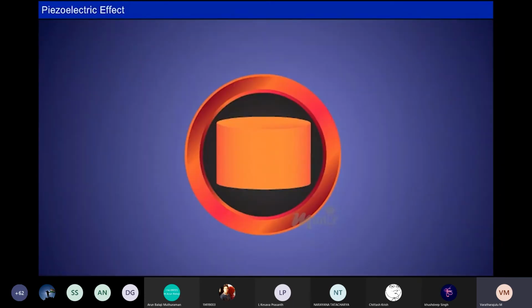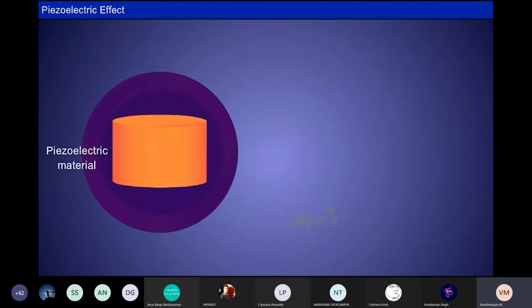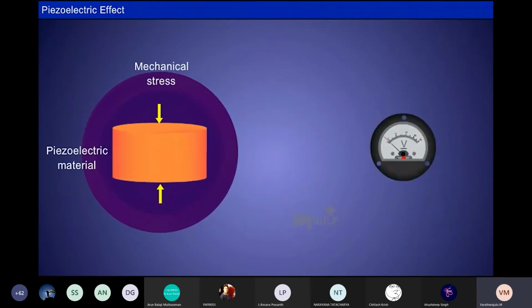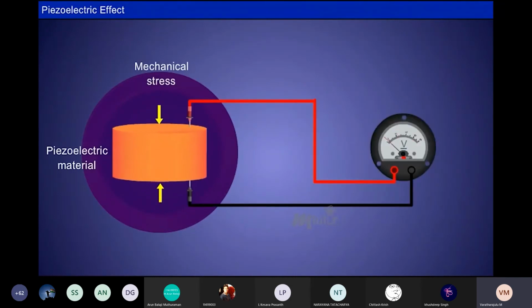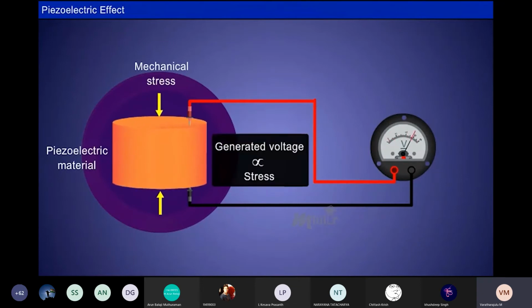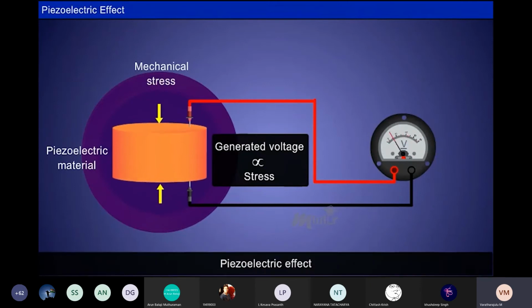Piezoelectricity is the property of some materials, when subjected to mechanical stress, to generate an electrical potential across it. The generated voltage is proportional to the stress applied. This property is known as piezoelectric effect.